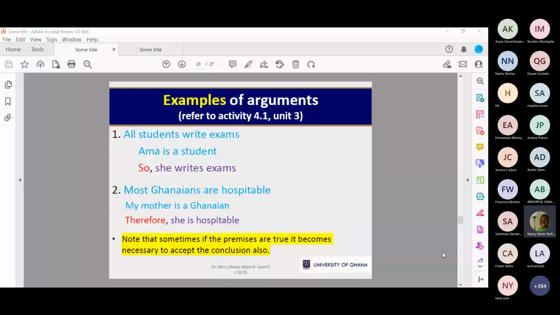Okay, it's a conditional statement. All right, so back here. If we were to assume these two premises up there in example 1 to be true, it will necessarily lead us to this conclusion. Then she writes exams. We are not the people bringing the conclusion. It's already part of the premises.